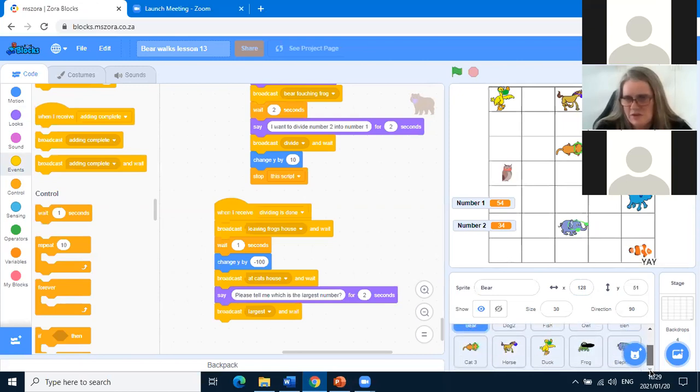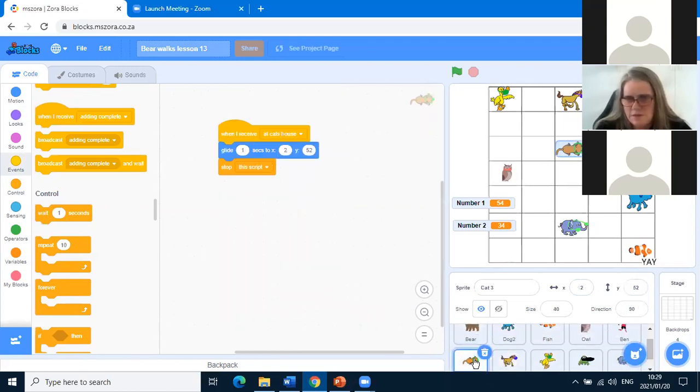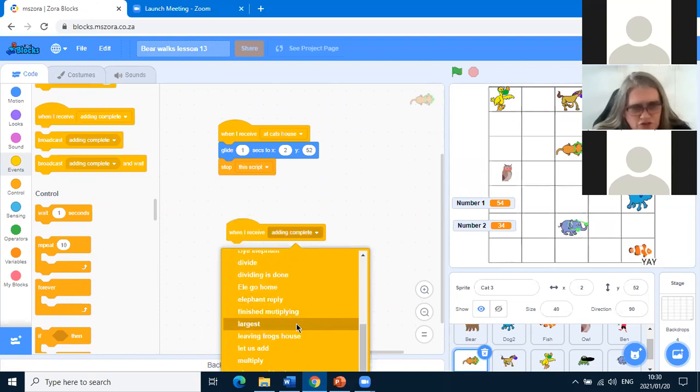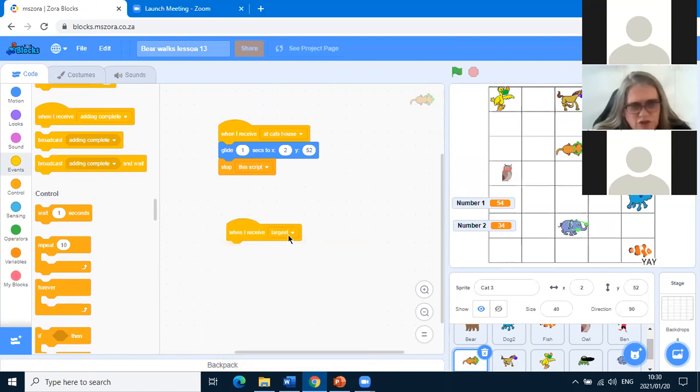So let's go to Cat. Where's Kitty Cat? There you are. Cat is listening and he's saying, when I receive largest, we choose the largest message over there, the one that says largest. What's he going to do? He's going to say something.